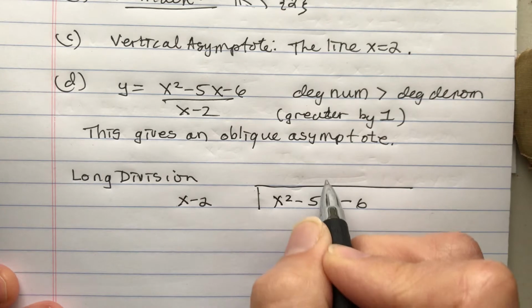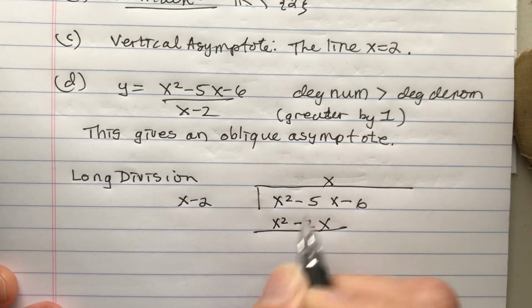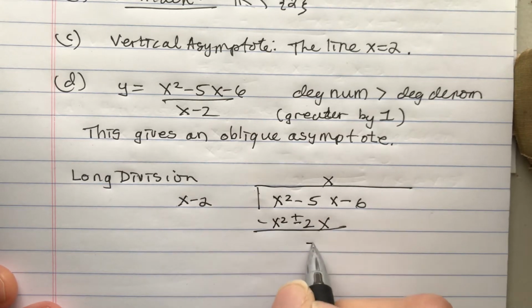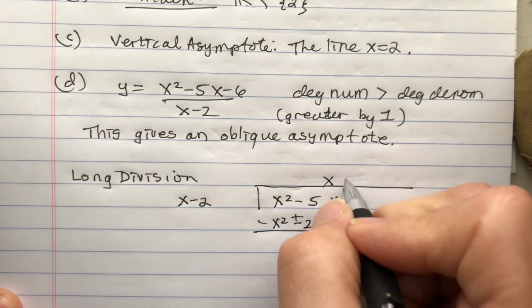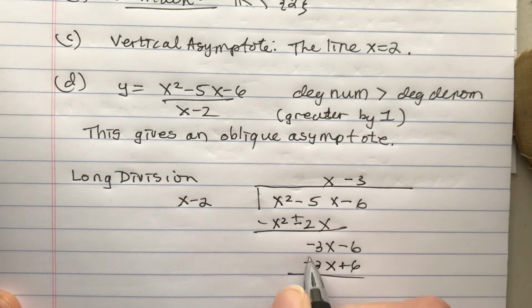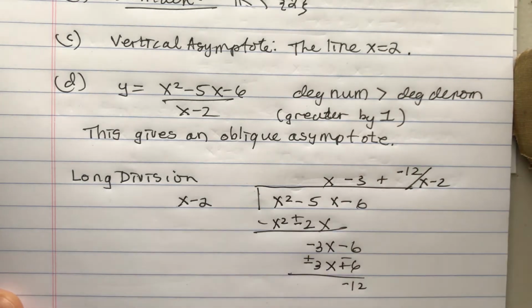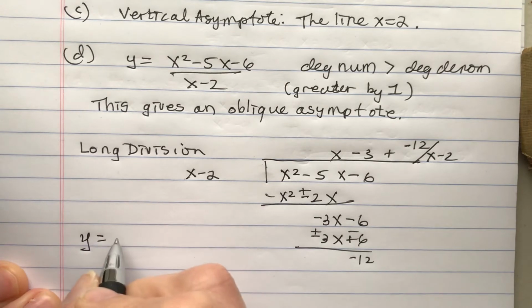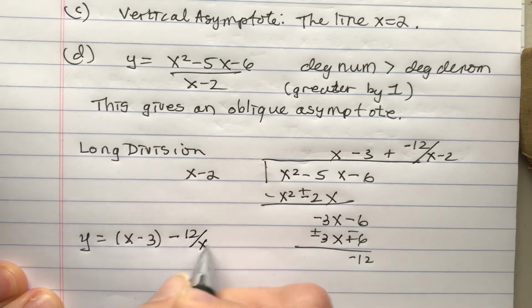So x times x makes x squared. So that's going to set me up there. And add the opposite. I want to get that right. Okay, minus 3. So then we get negative 3x plus 6. Add the opposite. And then take that remainder and put it over the divisor. So what this tells us is that y equals the line x minus 3 minus 12 over x minus 2.